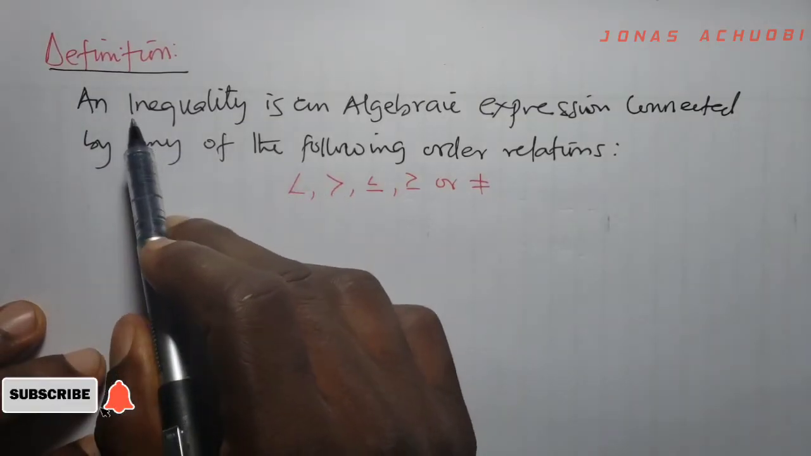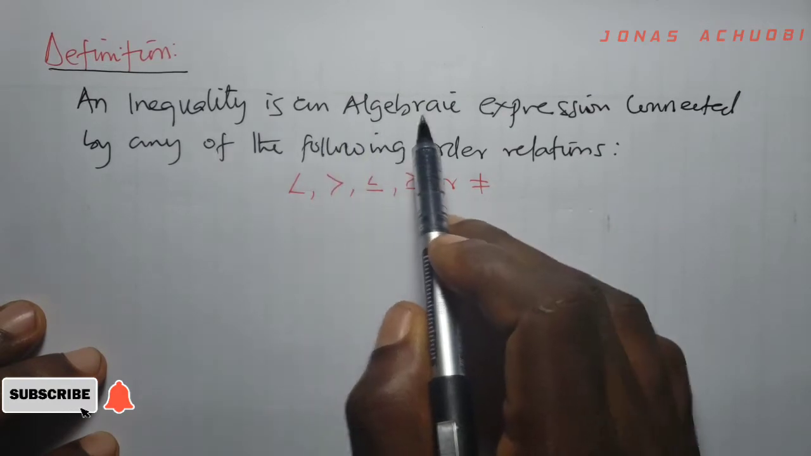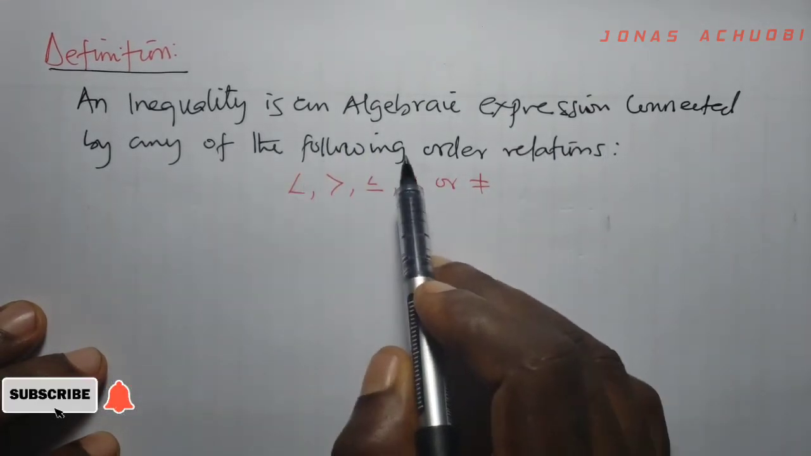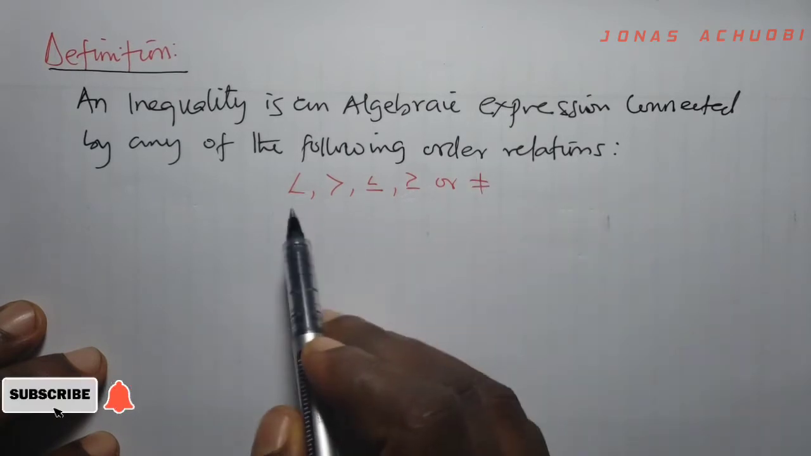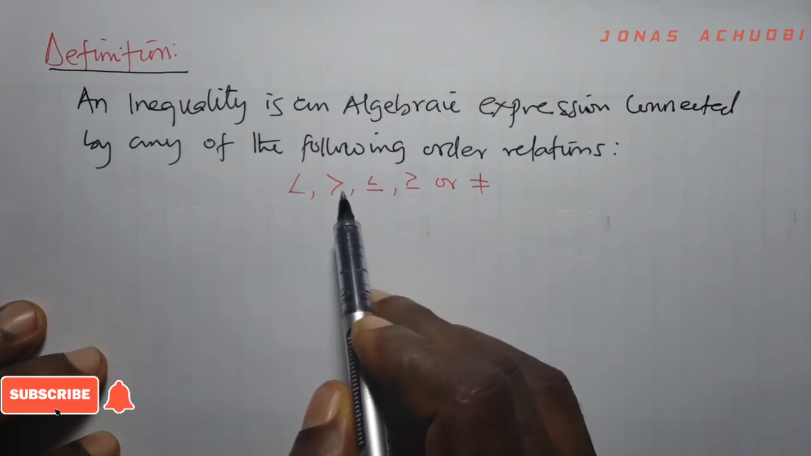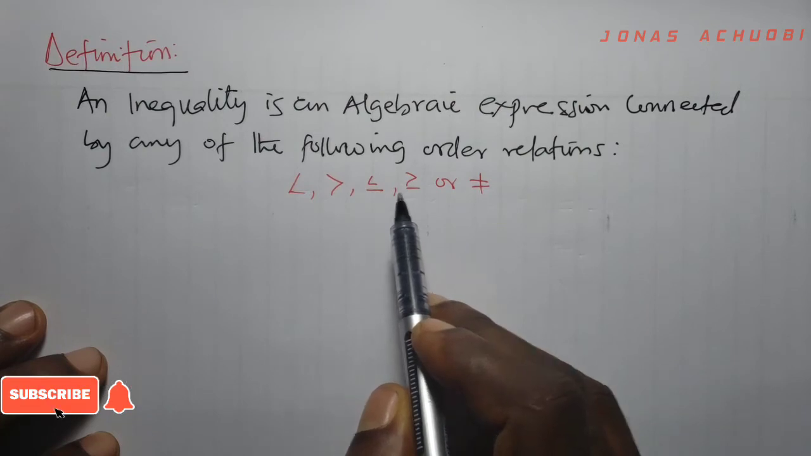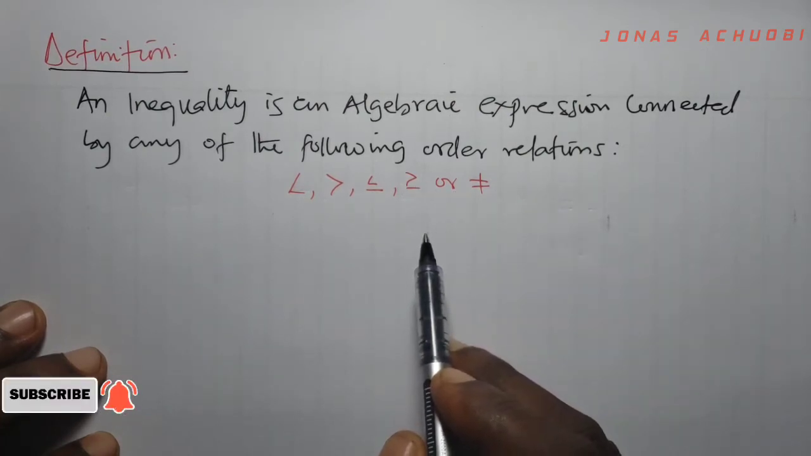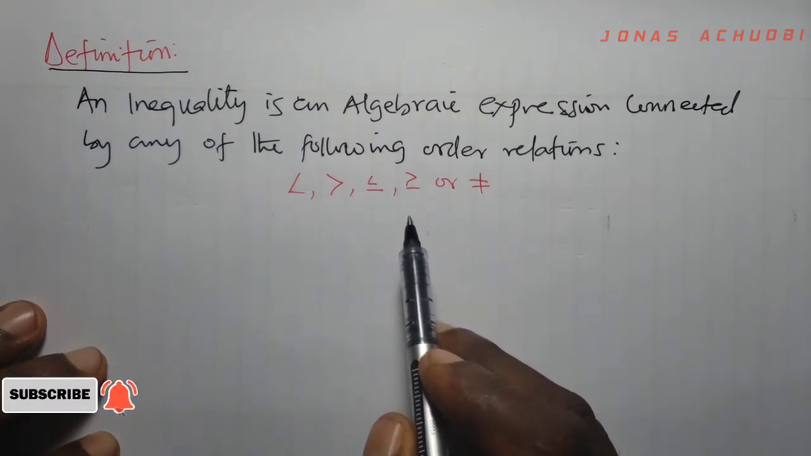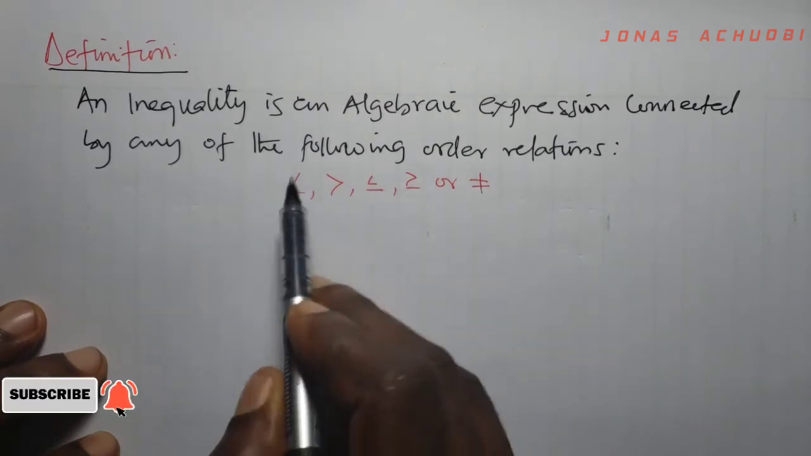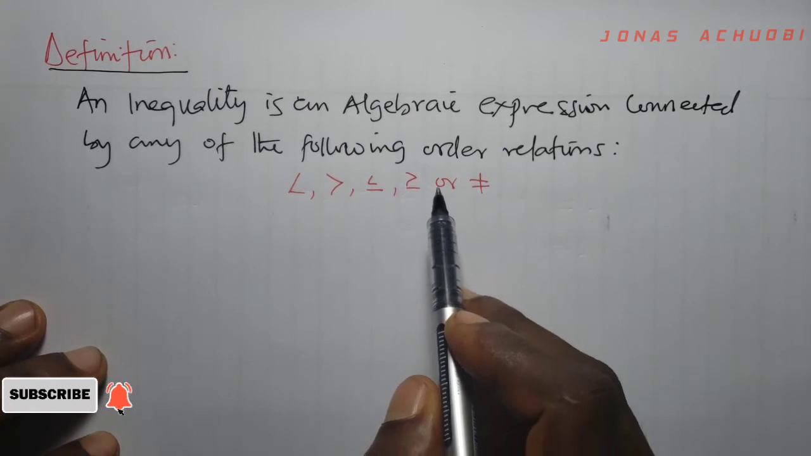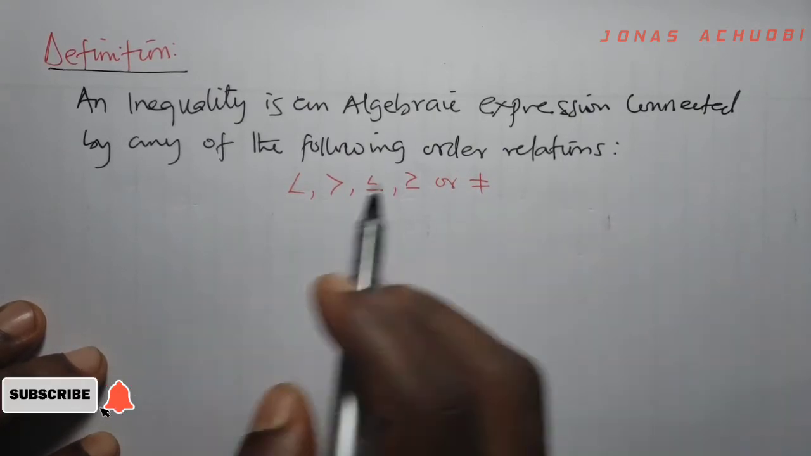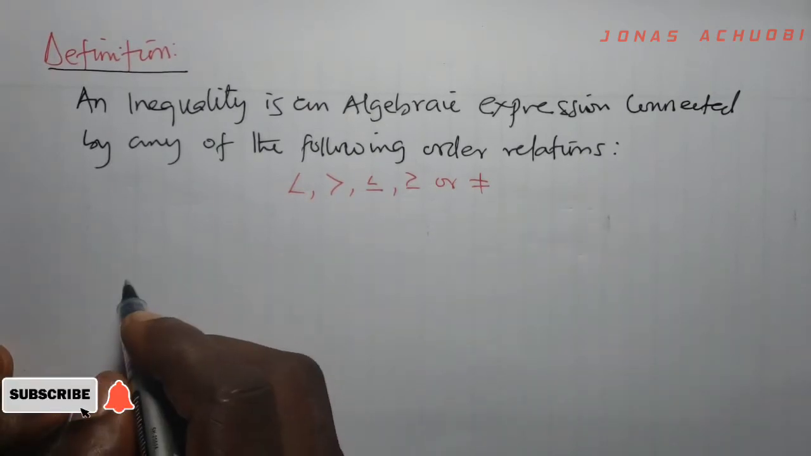Definition: an inequality is an algebraic expression connected by any of the following order relations: less than, greater than, less than or equal to, greater than or equal to, or not equal to. So whenever we see an expression that is connected with any of these order relations, that qualifies that expression to be an inequality. Examples of inequality include the following.